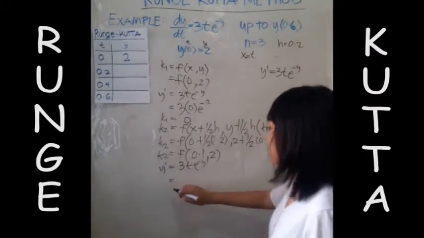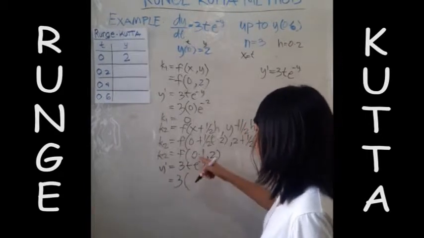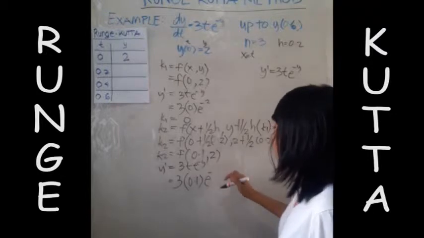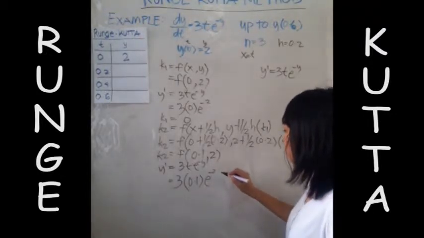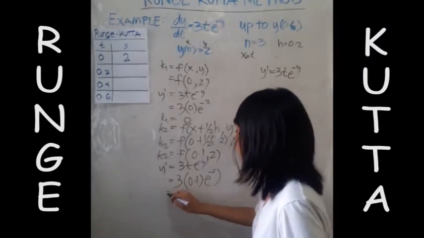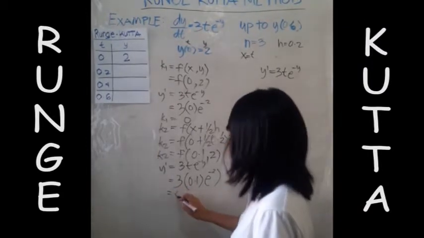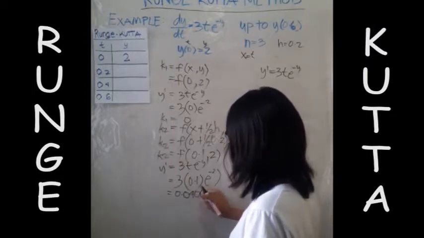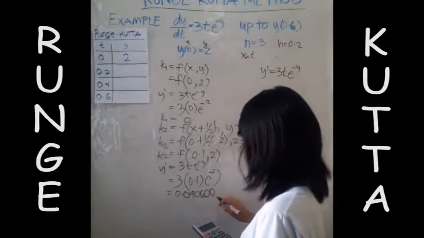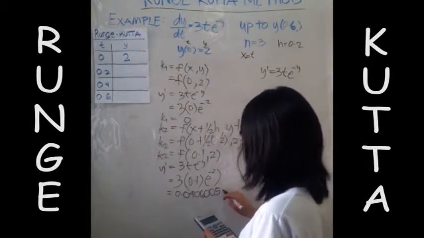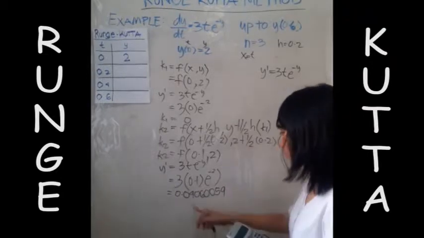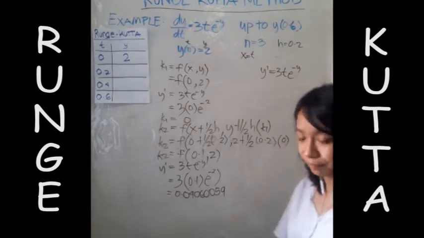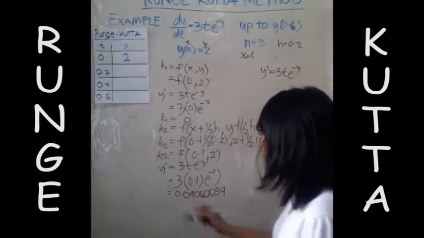So let's substitute. So 3, our t will be 0.1 and e raised to our y here is 2, and we are going to have an answer of 0.04060059. So get at least 8 decimal places. And this will be our K2.